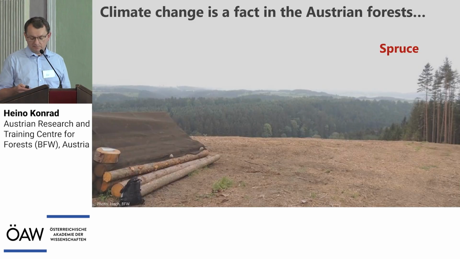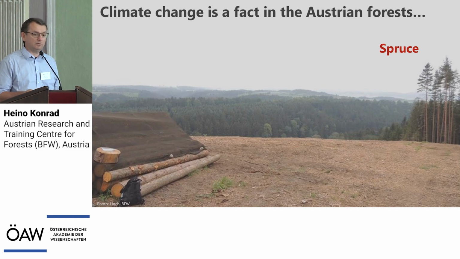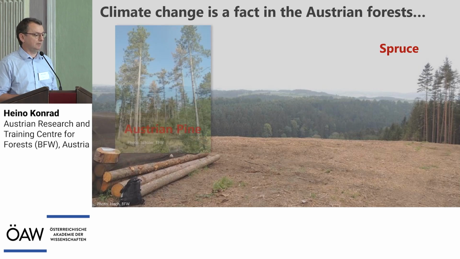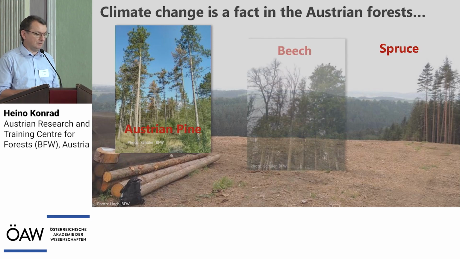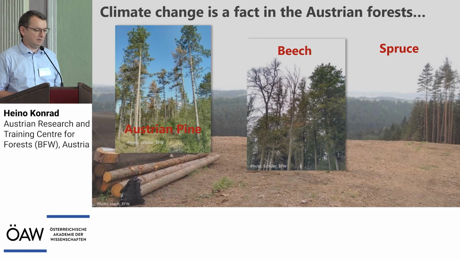So, I think we all know climate change is a fact in the Austrian forests. We have huge calamities with Norway spruce. Thousands of hectares have been deforested. Other species include Austrian pine, which is suffering from drought, but especially from introduced pathogens, and other species which suffer very much, like for example beech, which is directly affected by climate change.